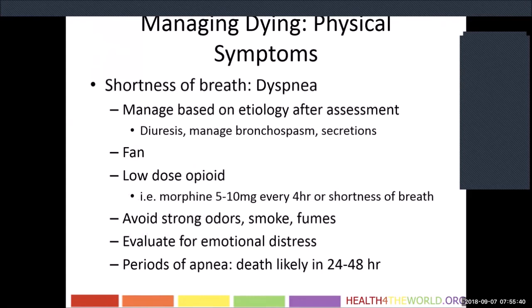Managing shortness of breath. So even patients who don't have any primary lung problems, so dementia patients, patients with cancer that may not necessarily even be lung cancer, most patients at the end of life develop some shortness of breath. So if you can find an etiology, if you can find a reason why, treat it. So if they're overloaded, take the fluid off. If they are having bronchospasms, use bronchodilators. If they're having secretions, manage the secretions.